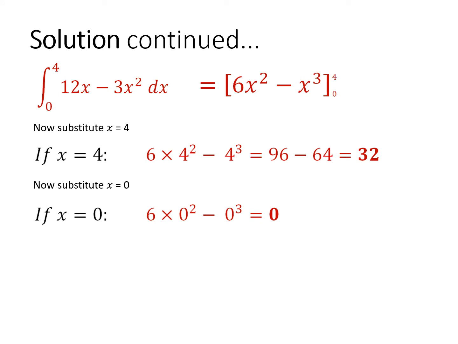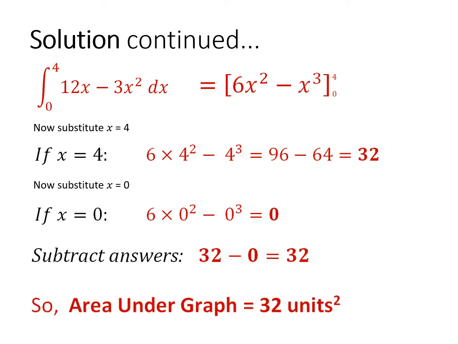And then we subtract our two answers. Now, it's very easy in this case. 32 take away 0 is still 32. And so that actually, 32 is our answer. The area under the graph between 0 and 4 is 32 units squared. Now we don't know what the units are, so we just call it units squared because it's an area.